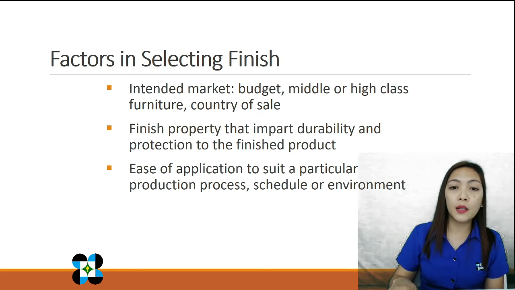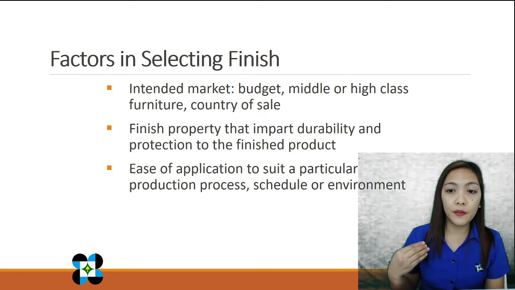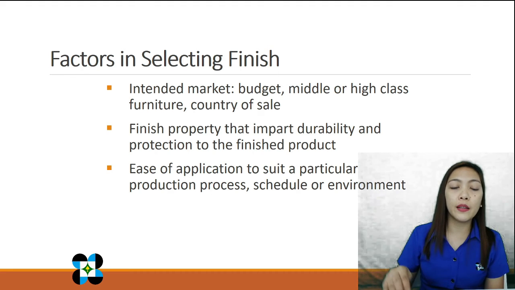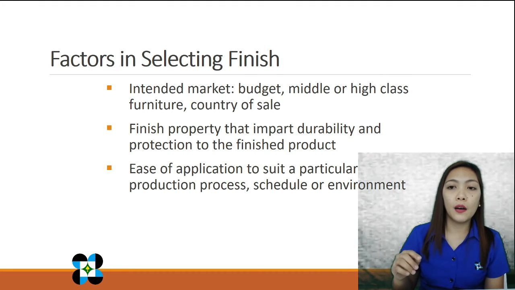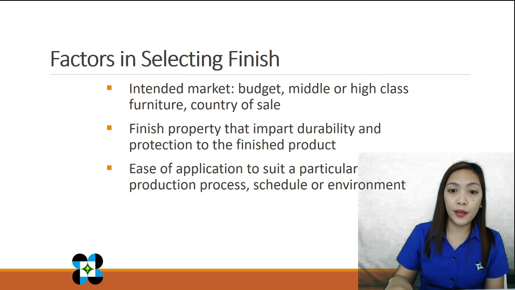So, merong mga certain countries na meron silang preferred na color, meron silang preferred na finish, or may tendency na dahil iba yung environment, magpe-perform din yung finish differently.